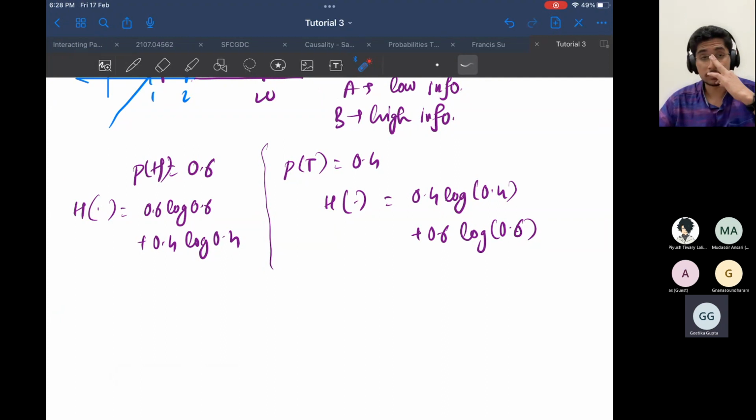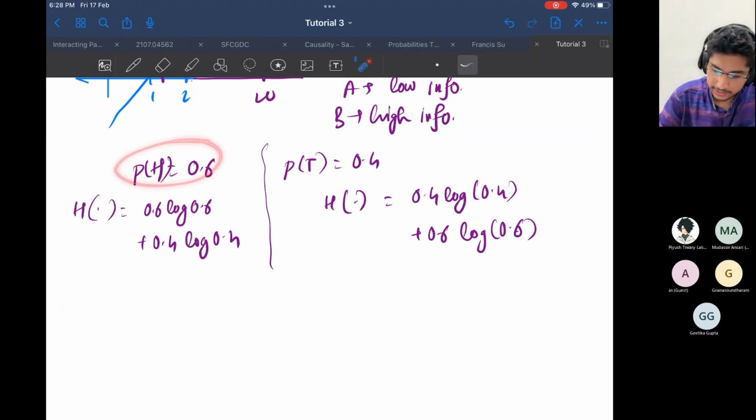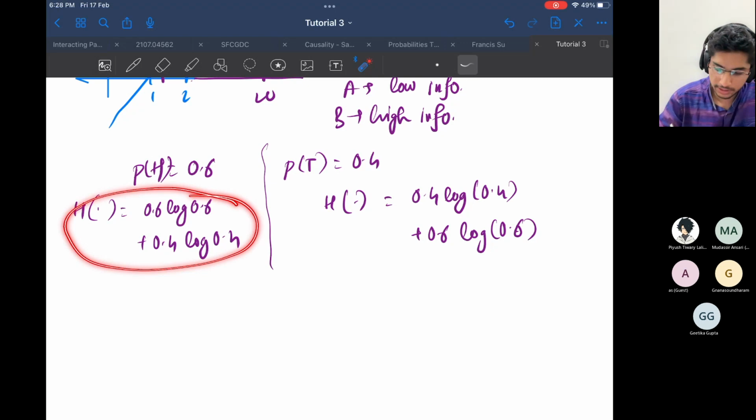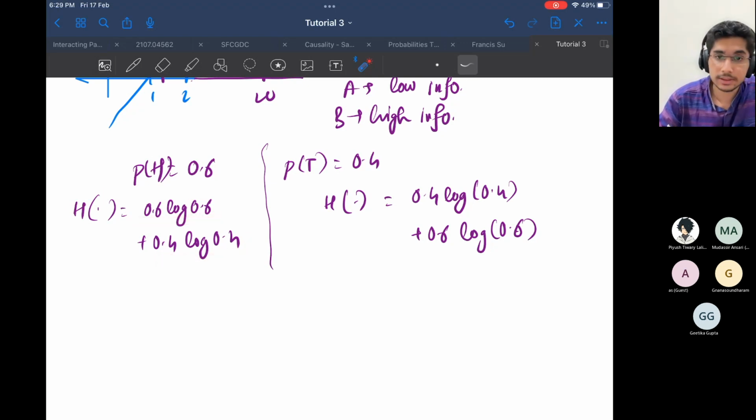Yes, thank you. So I was saying, suppose you have heads and tails, and the probability of heads is 0.6 and the probability of tails is 0.4. As you were saying, entropy can also tell you the information. So let's see, in this case, if heads has probability 0.6, what will be the entropy here? I hope you would agree that this will be the entropy: 0.6 log 0.6 plus 0.4 log 0.4.